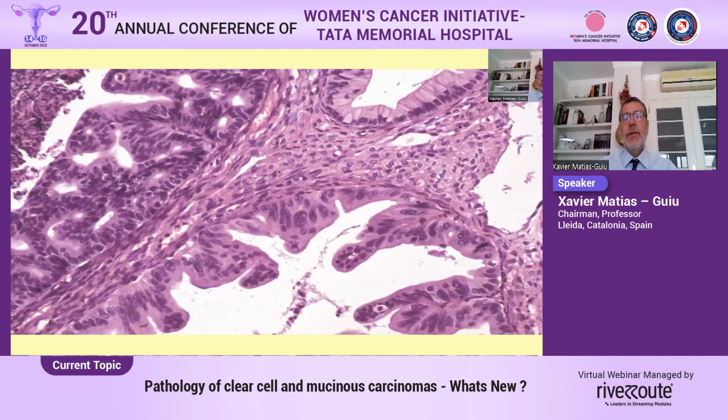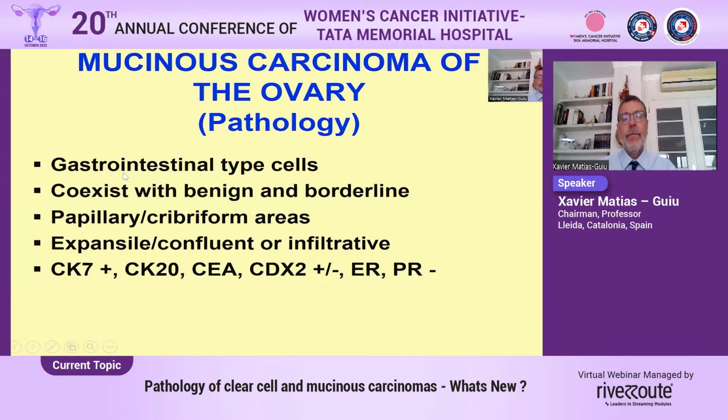And sometimes in the same microscopic field, we can have benign glands, borderline, and malignant here, by this cruciform pattern. So from the pathological viewpoint, the tumor is composed of gastrointestinal type cells. As mentioned before, it may have benign and borderline components. There are papillary cribriform areas, and the growth can be expansile, confluent, or infiltrative.